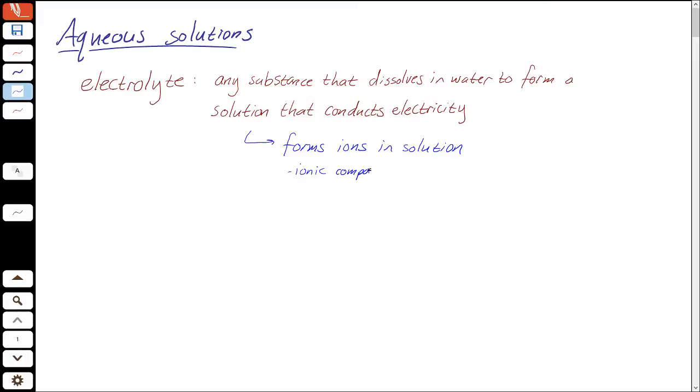So ionic compounds that dissolve in water are electrolytes, as are acids. Remember, acids are kind of special. They're not ionic compounds like HCl, H2SO4, not ionic compounds, but they do split up and form ions in solution. So the H will break off and go with water to form hydronium ion. We'll talk about that more later in the chapter. Ionic compounds and acids can dissolve and form ions.